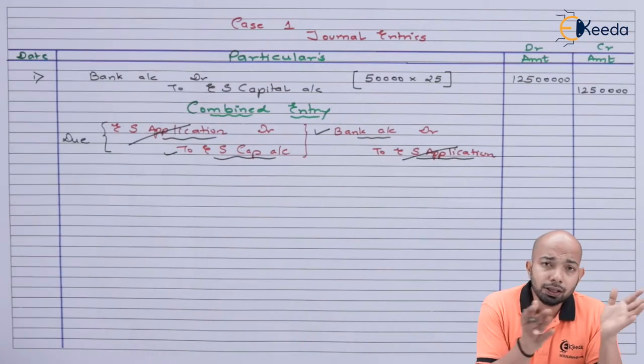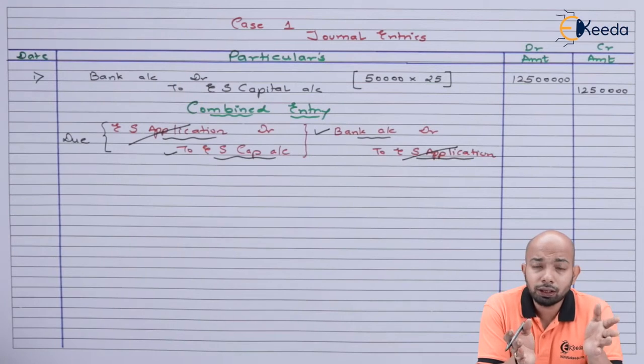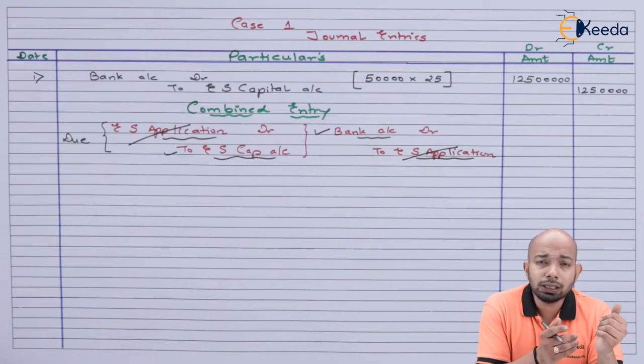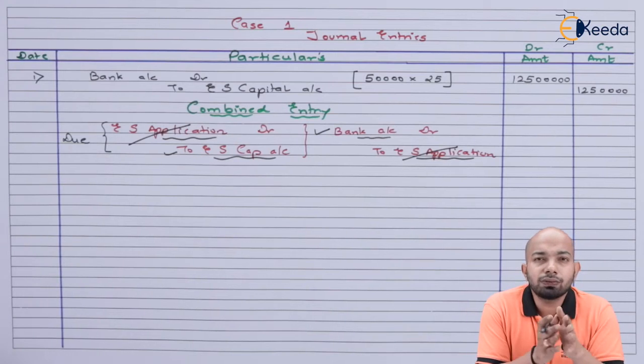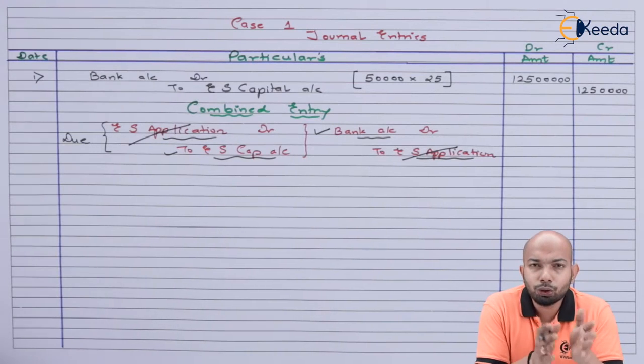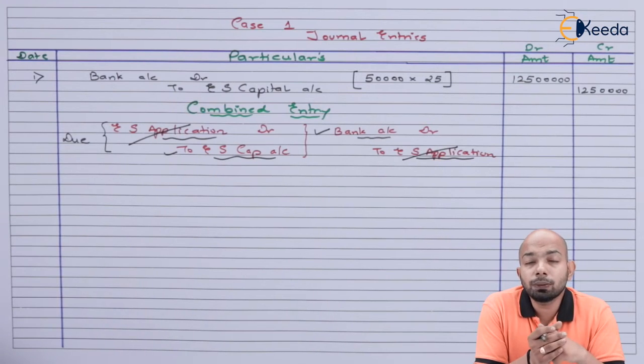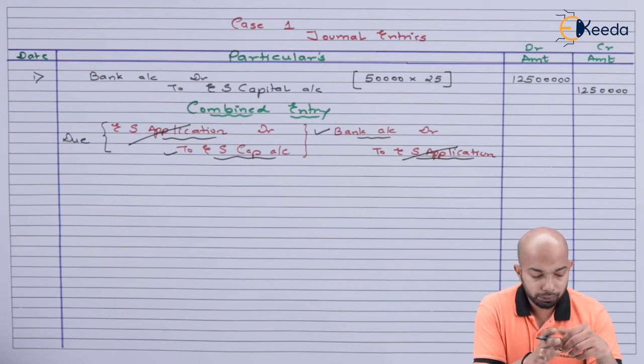You can either pass the due entry and the receipt entry together, or you can pass the receipt entry first and then the due entry. It is all the same, only in cases where it is fully subscribed. Make sure you don't go ahead with the same thing unless you're sure about how much amount you have actually received. If you can do the calculations very clearly, you can go ahead with the combined entry. If not, go ahead with the single entries, that is due then receipt, or receipt then due. Now let's go ahead with the allotment due here.